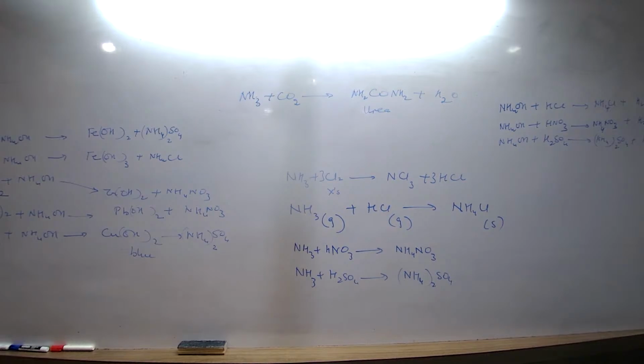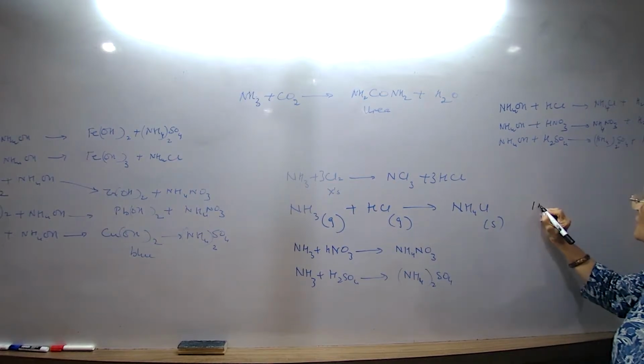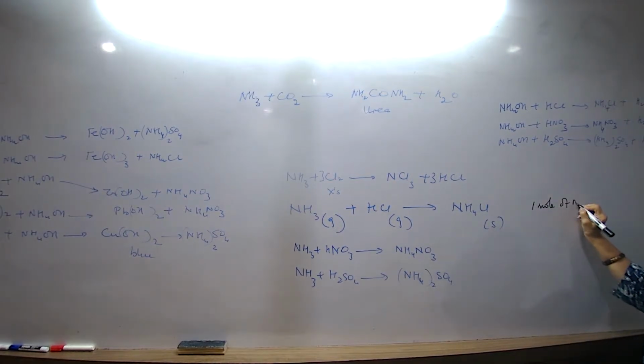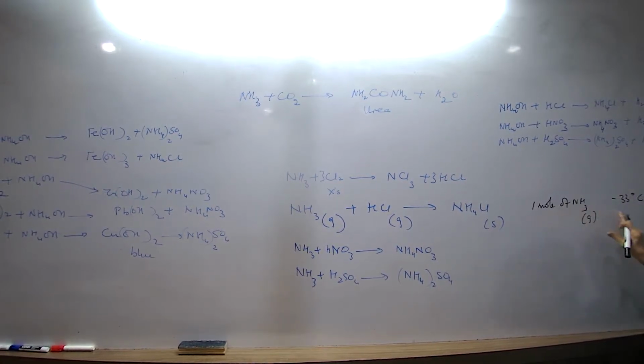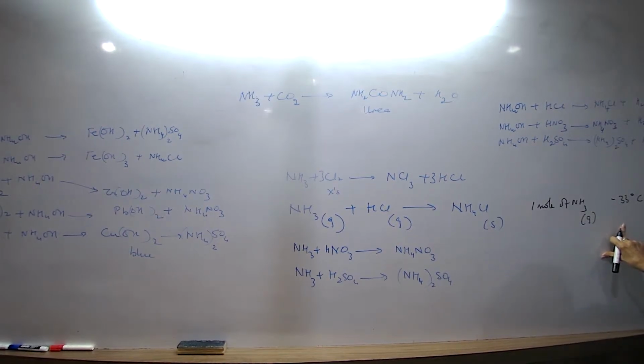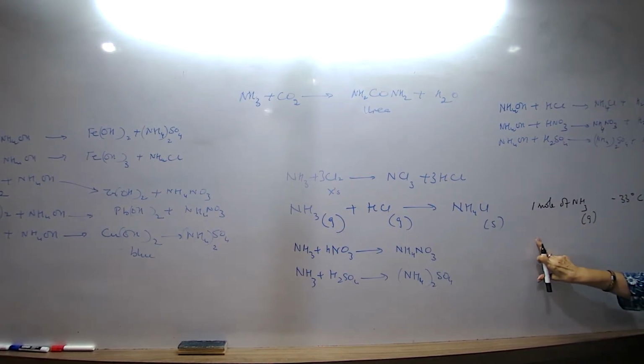The ammonia is used. Why? What is the cooling property of ammonia? 1 mole of ammonia gas, which is at minus 33 degrees centigrade, it's already so low, is in the liquid state.